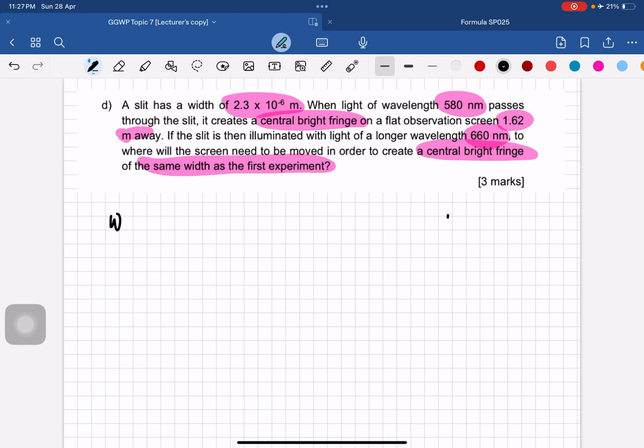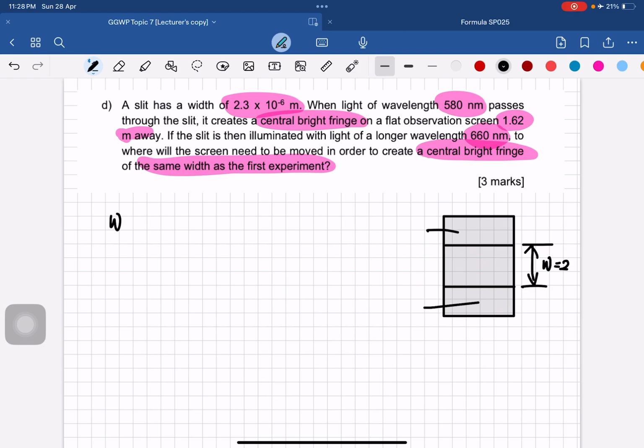Kalau kamu ingat, untuk single slit, the central bright fringe has a much wider width lah in comparison to the other fringe. Okay, so di sini ni, width of this central bright fringe ni is always double the distance, the size of the first dark fringe. Okay, first dark fringe, not bright fringe.